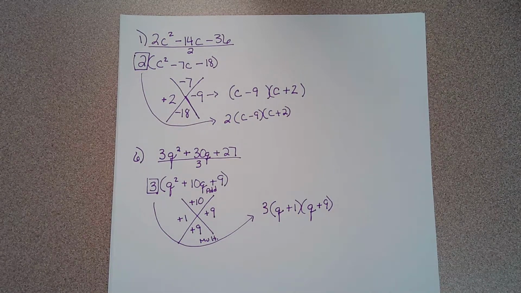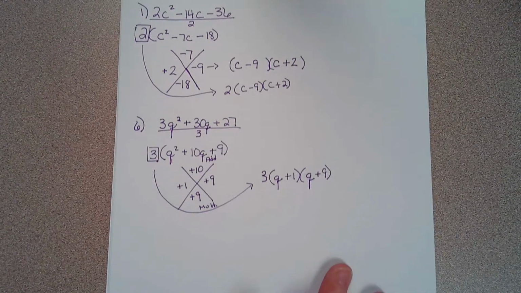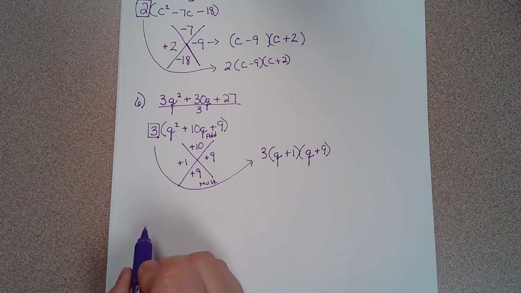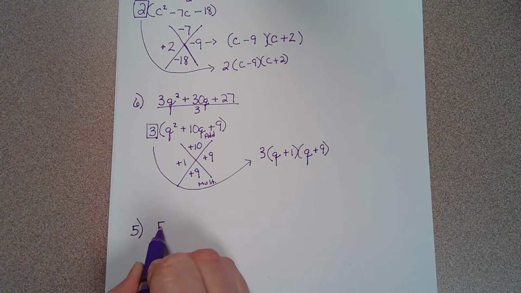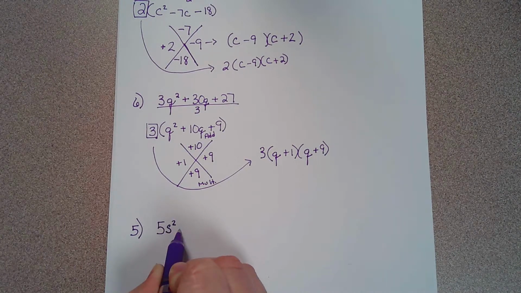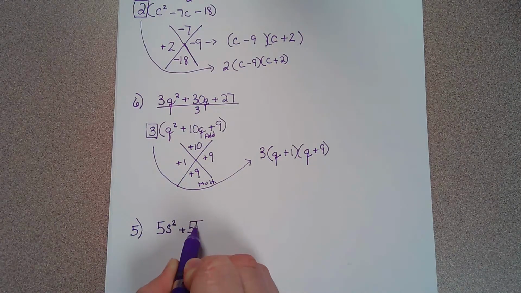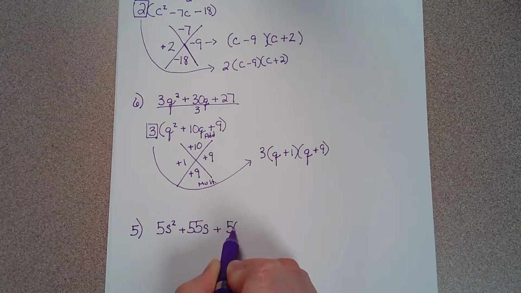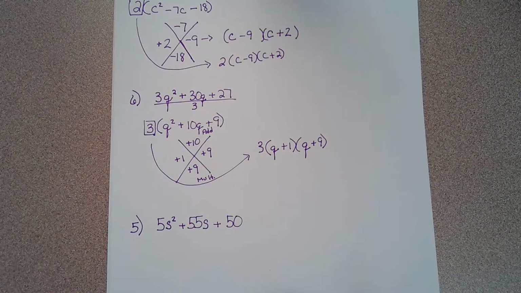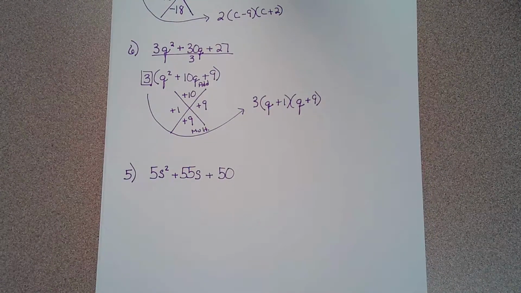Okay, so I'm going to give you one problem to work before we go into the next section. So let's say we have, and by the way, this is number 5 in your note packet, 5s squared plus 55s plus 50. Let me push that up a little bit so it makes it easier for you to see on the overhead. So take a minute, you can pause this video.